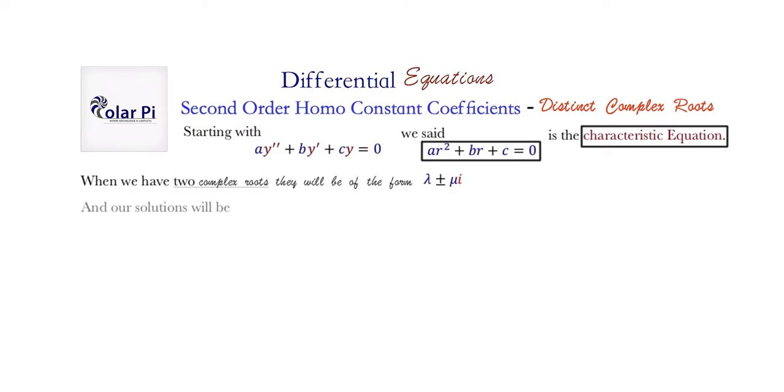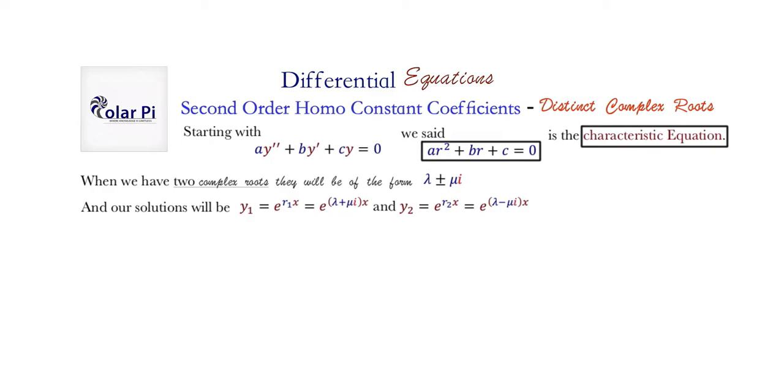Since our solution is going to be of the form y equals e to the rt, and these are the two r's, it's going to look like this. R1 is lambda plus mu i, and therefore R2 is lambda minus mu i. You could reverse lambda plus mu i and lambda minus mu i, interchanging where they appear, and obviously it doesn't impact what we're discussing here.